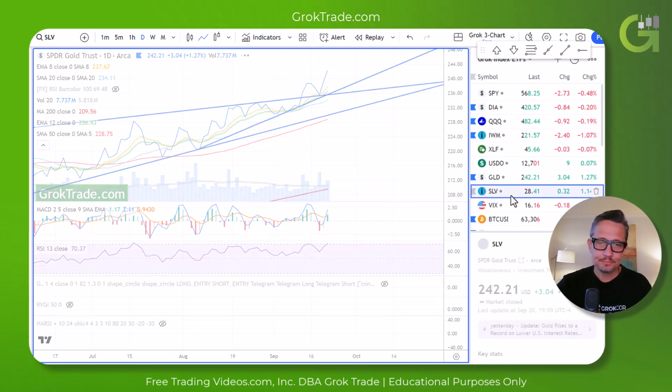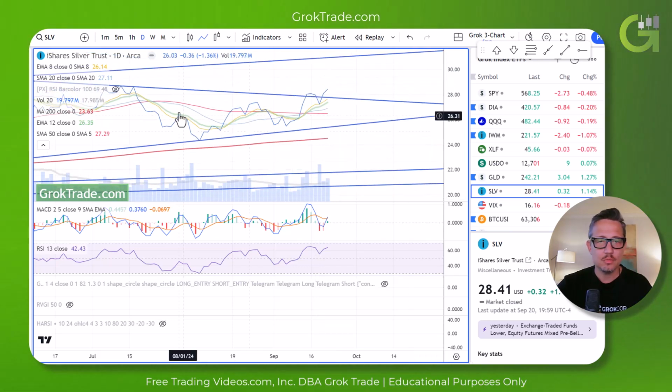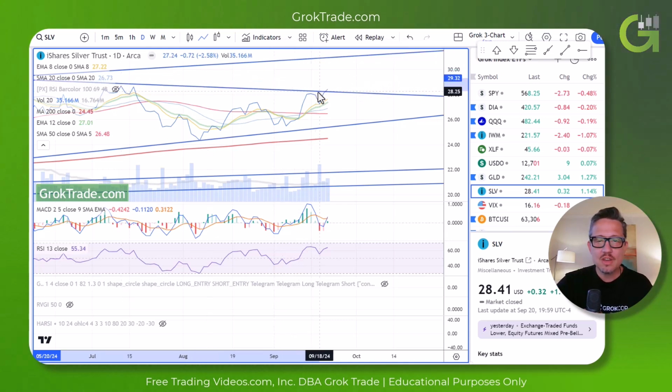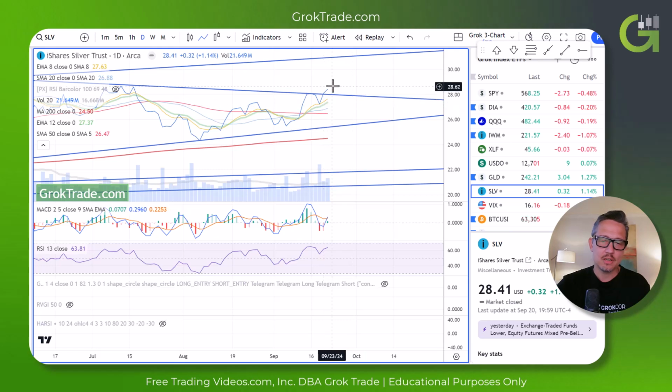And silver, if you look at silver, really, really nice rally here. This thing did really well. It's not the same power as gold, but certainly this symmetrical triangle breaking out there is looking good.